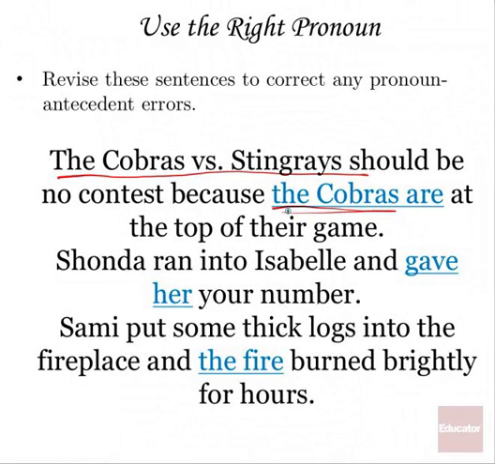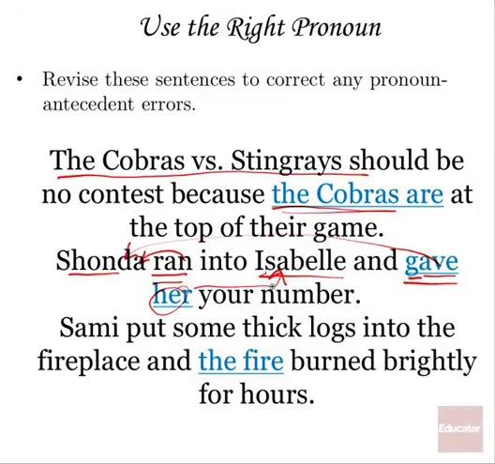"Shonda ran into Isabel and gave her your number." Okay? Now remember, the original problem was "Shonda ran into Isabel and she gave her your number." Well, Shonda and Isabel are both female, so we don't know who the "she" is and we don't know who the "her" is. But if we remove the "she," Shonda ran is our verb into Isabel and gave her your number. Well, that means that the subject of the sentence performed both actions. So they both go back to Shonda. And in that case, "her" must refer to Isabel because, generally speaking, you don't run into somebody and then give yourself a number that you already had.